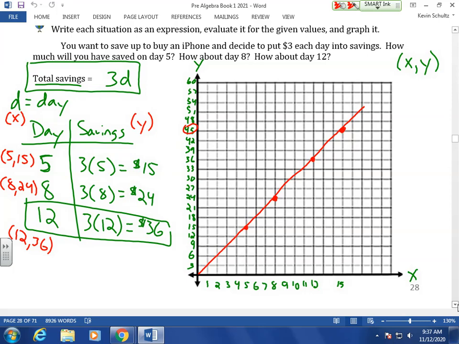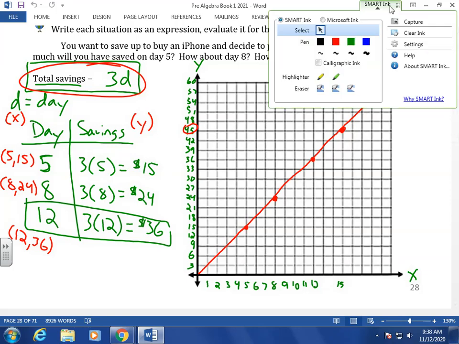Okay. So anyway, on day 15, we have $45 saved, and the two ways we can see that are either using the graph. That's why we make it. That's the value of it, right? Or we can use that expression that we wrote back over here. But representing something either with an expression or an equation or graphically, they both have their advantages. Questions on this thus far? Okay, let's go on to the next page then.